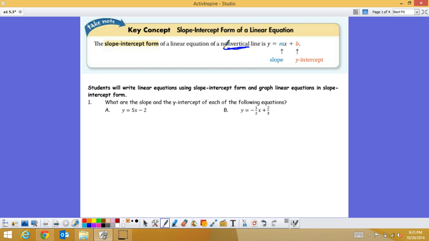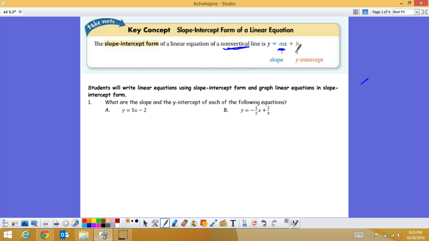Now, the slope is always the coefficient on the x. It's what's being multiplied to the x, and the y-intercept is what's being added or subtracted to that x term, whichever the case may be.